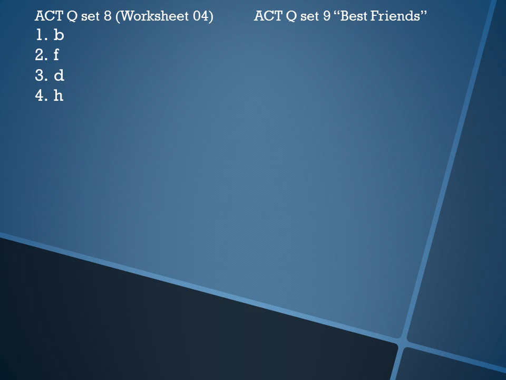Number 3 is D, which is a transitional phrase, and we need literally because that's how the beginning and what follows it is related. Number 4 is a punctuation issue. We want that colon, so it's H.